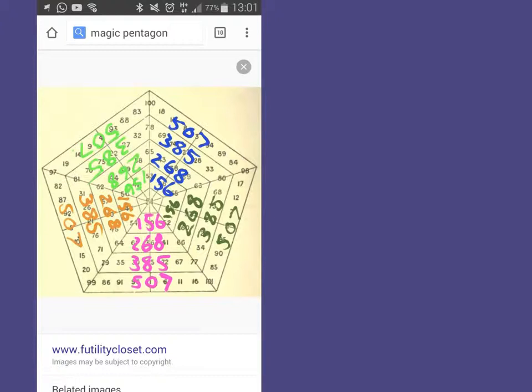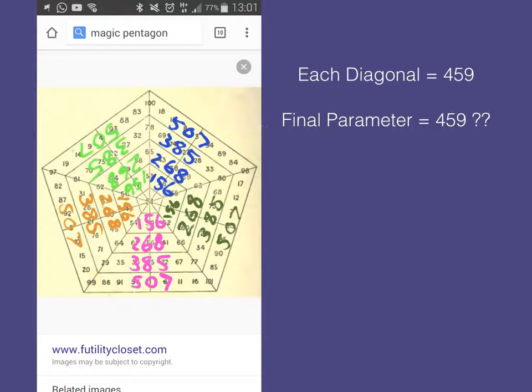But this kind of upset me though, because each diagonal or diameter or whatever was equal to 459. And I was thinking, why can't the final layer, instead of equaling 507, why couldn't that equal 459? This bothered me. I wanted it to be more perfect, more magical.